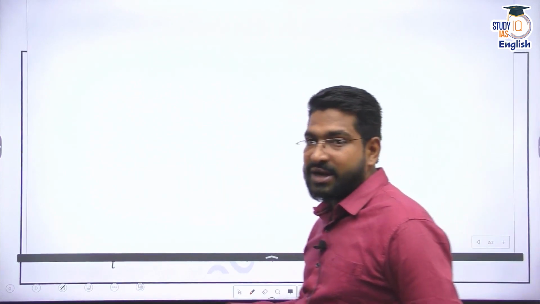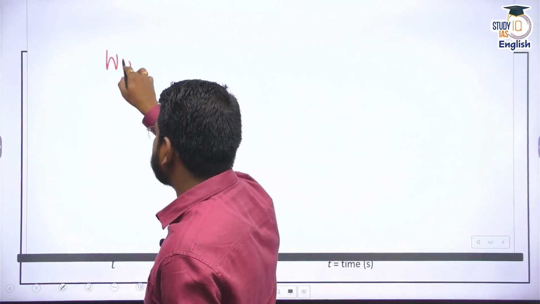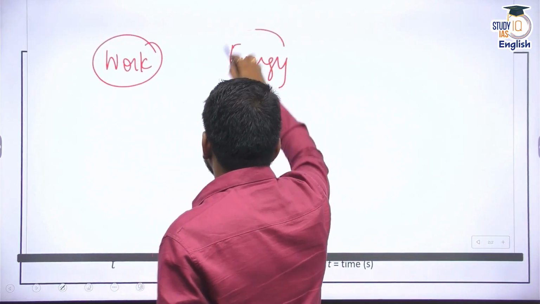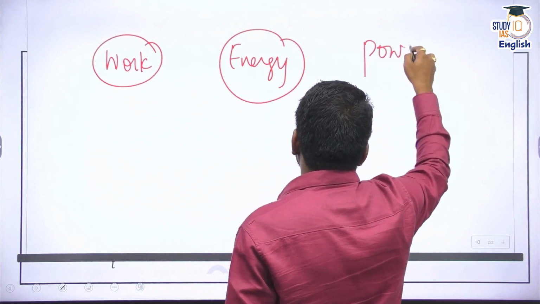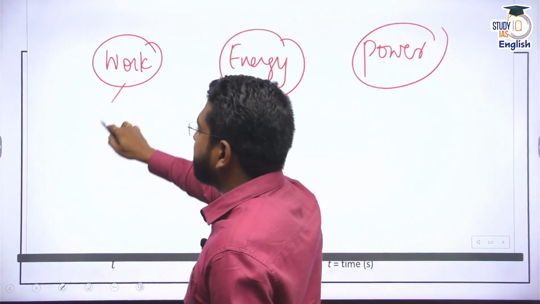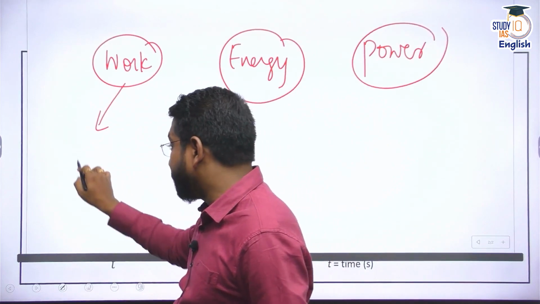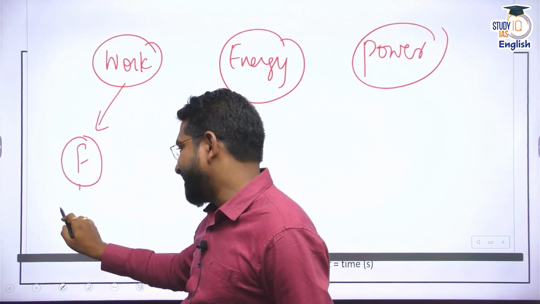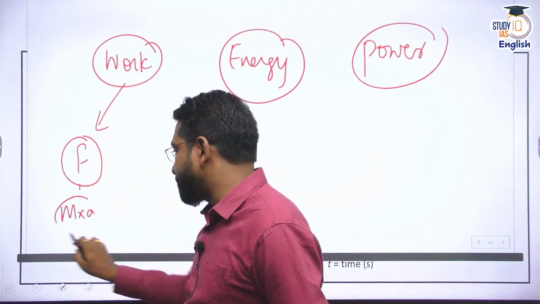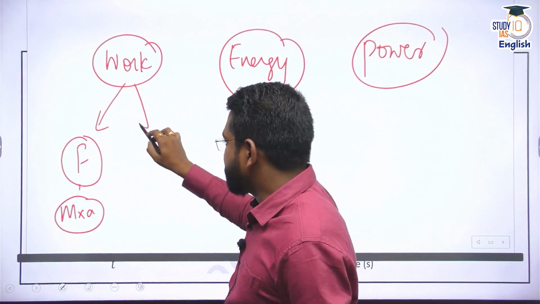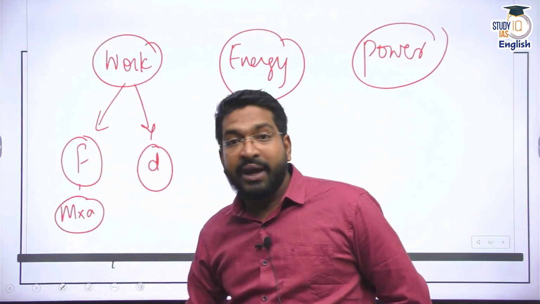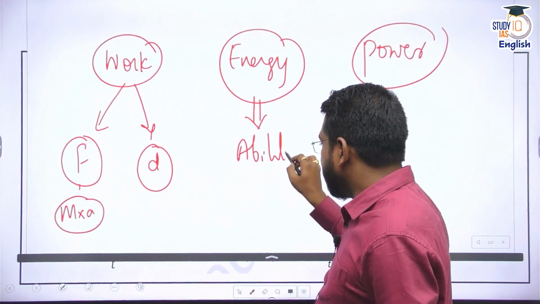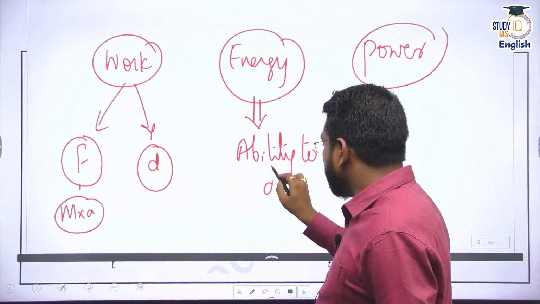As I told you, we started our discussion with the concept of work. We discussed different forms of energy and we said the concept of power. And as I told you, work depends on what? Work depends on the idea of force. Now we have already established force from Newton's laws of motion. Force is equal to mass into acceleration. Work depends on this concept of displacement. Energy is basically the ability to do this work.